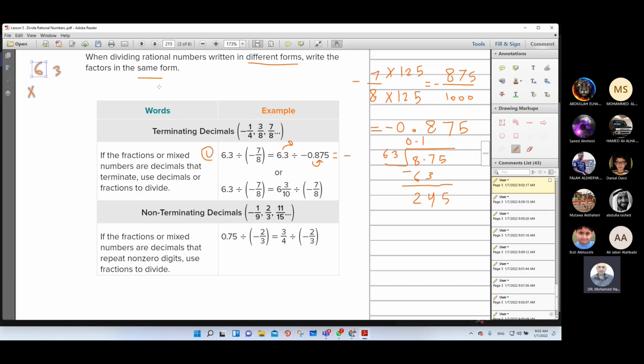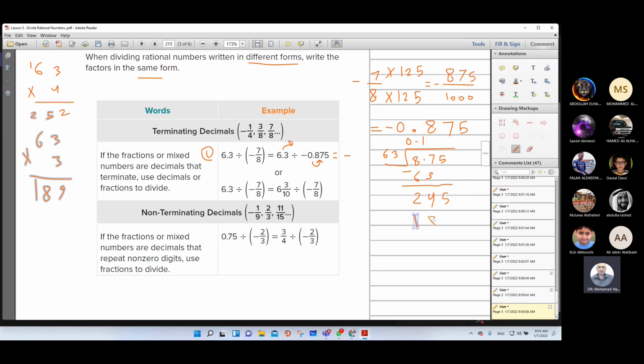And, if you try, for example, 4 times 3, 12, 4 times 6, 24, plus 1, 25. So this is greater than 245. So this is not suitable. So try 3. Try to multiply by 3. 3 times 3, 9. 3 times 6, 18. So this is the closest number to 245.